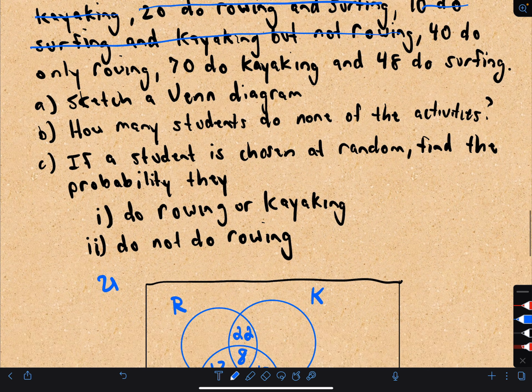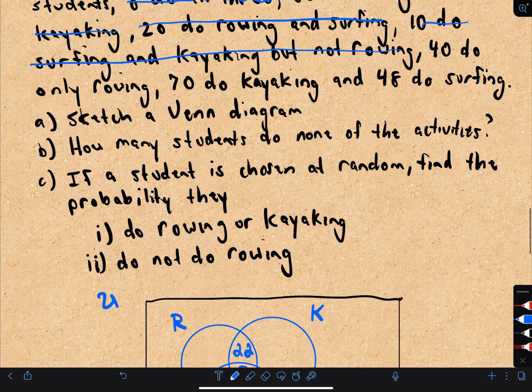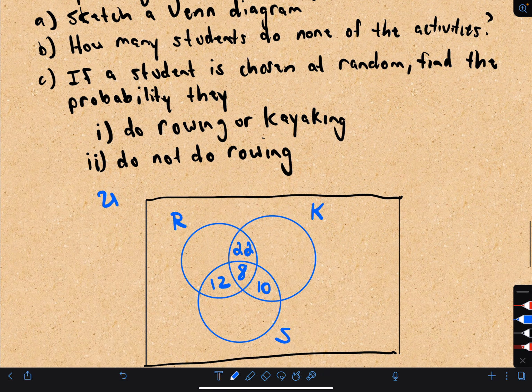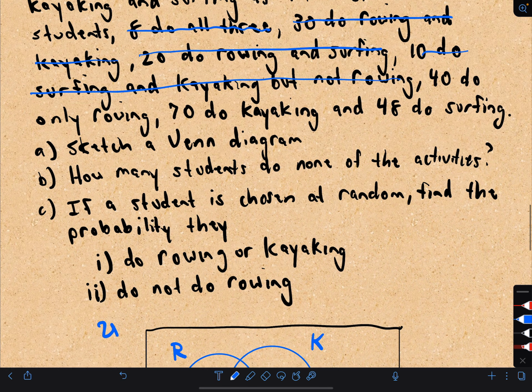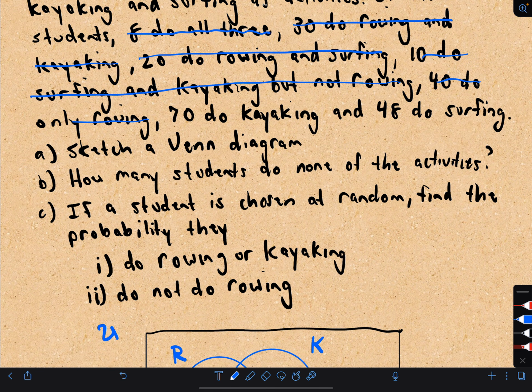It says 40 do only rowing, right? 40 do only rowing. So that means I've got to be in the R circle, but not in the K circle or the S circle. So this region would put me in the R circle, but not the K circle or the S circle. So the value that we drop in there, those are going to be the students that do only rowing. Okay, well, we're told that that's equal to 40. Okay, so we've got that.